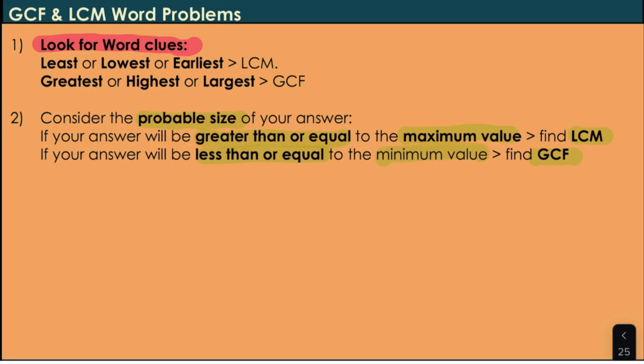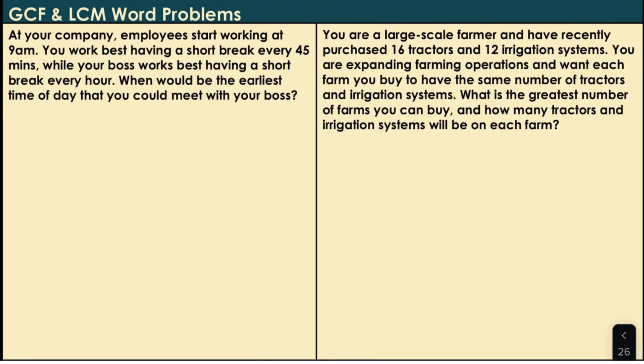Let's look at some examples. At your company, employees start working at 9 a.m. You work best having a short break every 45 minutes, while your boss works best having a short break every hour. When would be the earliest time of day that you could meet with your boss?